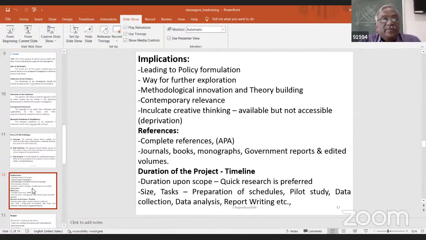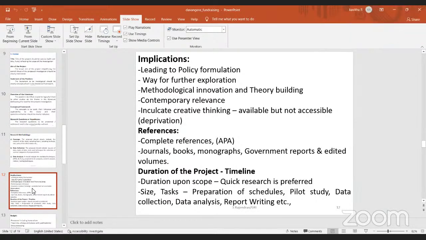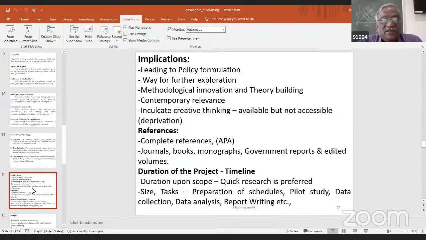And also theory building and contemporary relevance. Suppose you ask any social science researchers to address now, they will immediately venture into the pandemic, the impact of GST, the impact of demonetization, etc. And also the newer area in banking is increasing or worrying non-performing assets. Therefore, the implications should have contemporary relevance, and hence this area also should have some emphasis in your proposal.